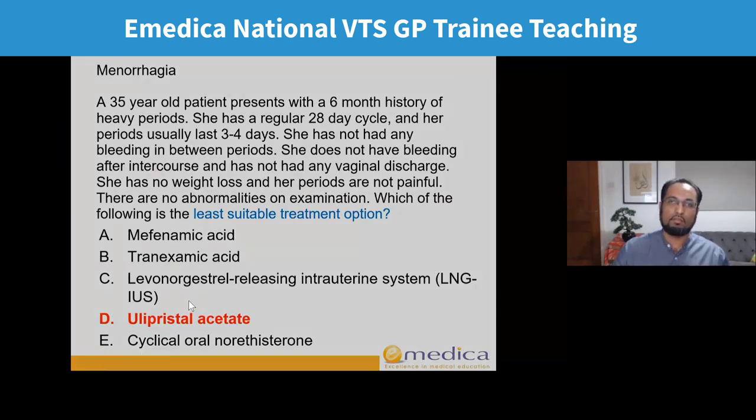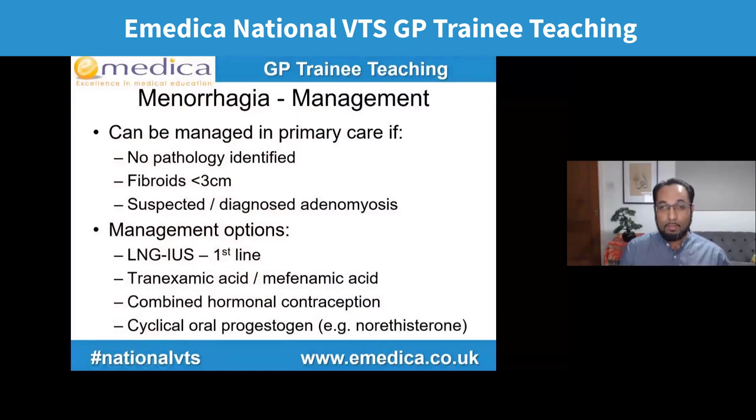Okay, so let's look at management of menorrhagia. We can manage this in primary care if there's no obvious pathology identified, even if they've got fibroids, if they're smaller than 3 centimeters, or if we suspect or diagnose adenomyosis as the cause of menorrhagia. In these situations, first line management would be LNG-IUS, so things like the Mirena. Other options would be tranexamic acid or mefenamic acid. Both will help with reducing bleeding and also a little bit with pain. And then combined hormonal contraception or cyclical oral progestogen like norethisterone. Okay, all of those are okay.